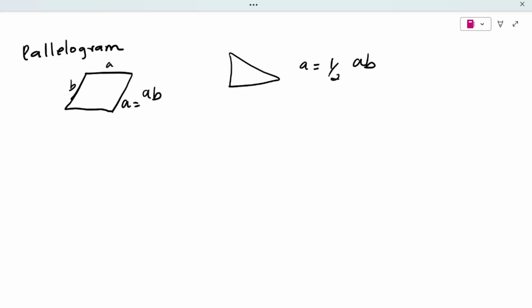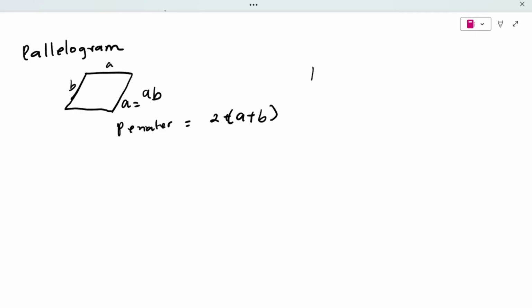This is the area, but the perimeter is going to be 2 times A plus B, because there are two triangles, because for the triangle the perimeter used to be A plus B plus C, because we had three sides. But here we have only two sides, so it would be two of them, A here, A here. So let me classify this.